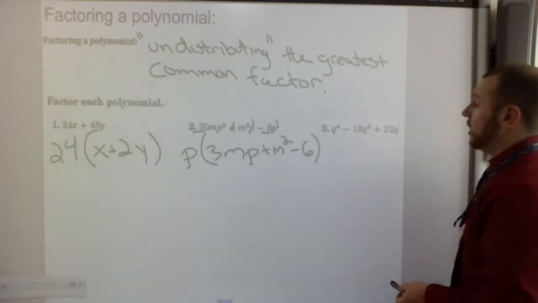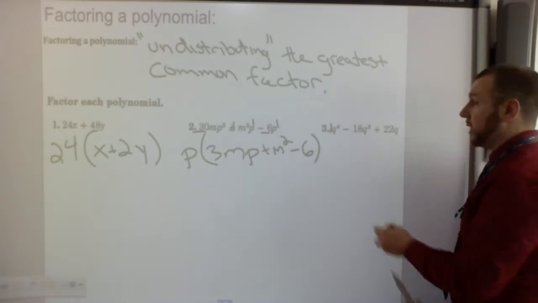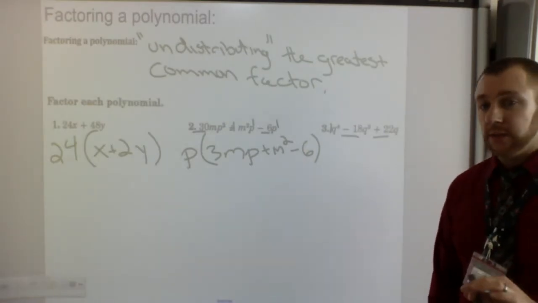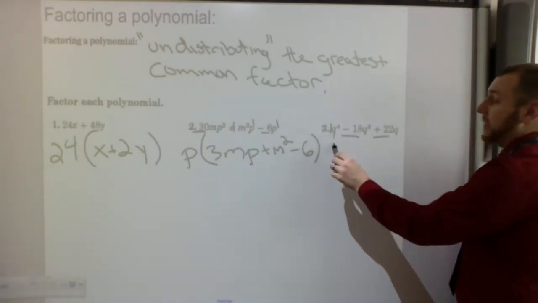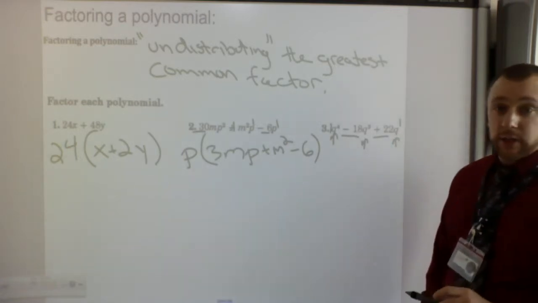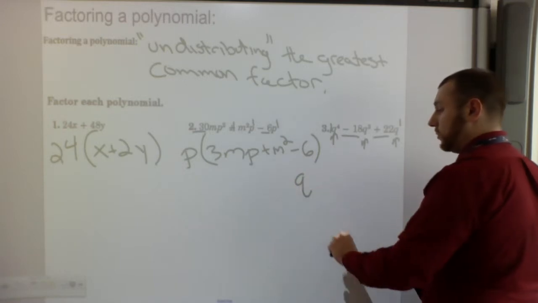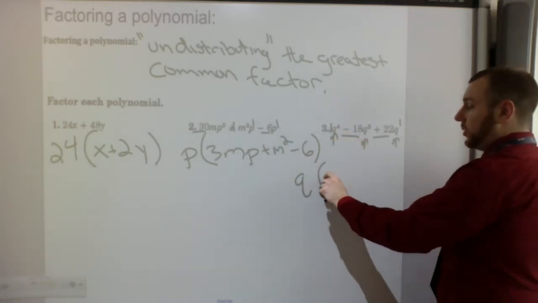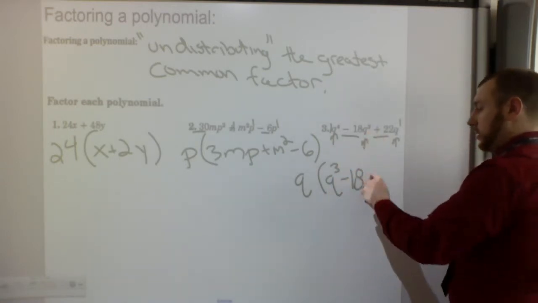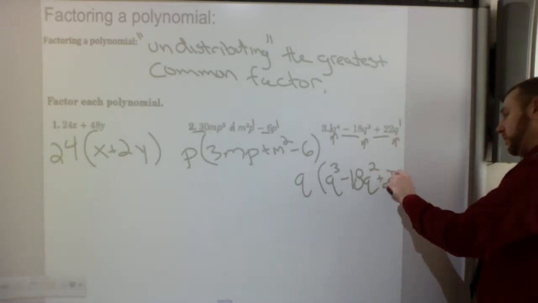For number 3, again, I look at the numbers first. There's an invisible 1 there, negative 18, and positive 22. There's no common factors there. What is common is the q's. Q to the 4th, q to the 3rd, and this is secretly q to the 1st. So there's 1 q common in all of those. So I'm going to pull out 1 q. If I pull out 1 q, there's 3 q's left here, minus 18 q squared, plus, if I pull out this q, it's only 22.